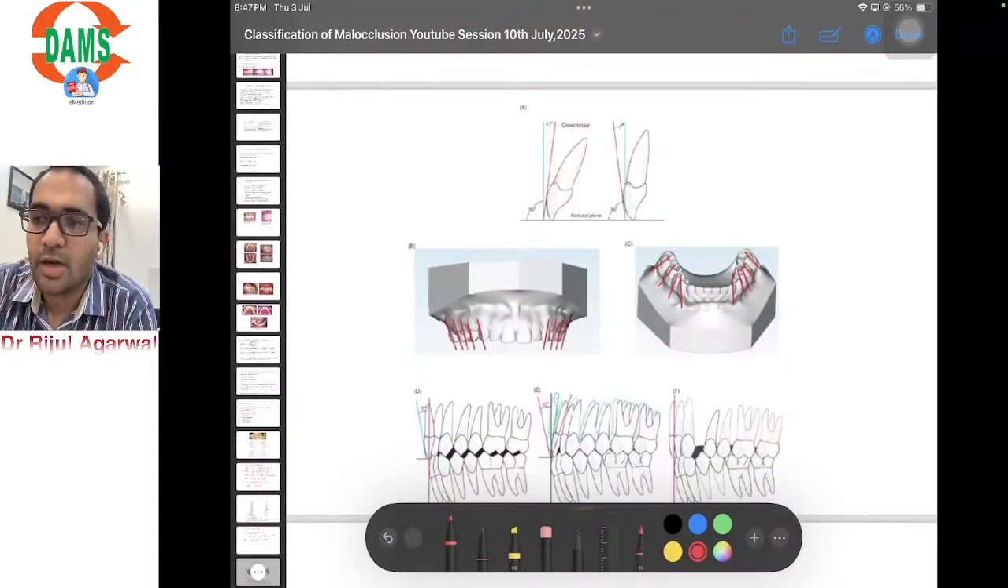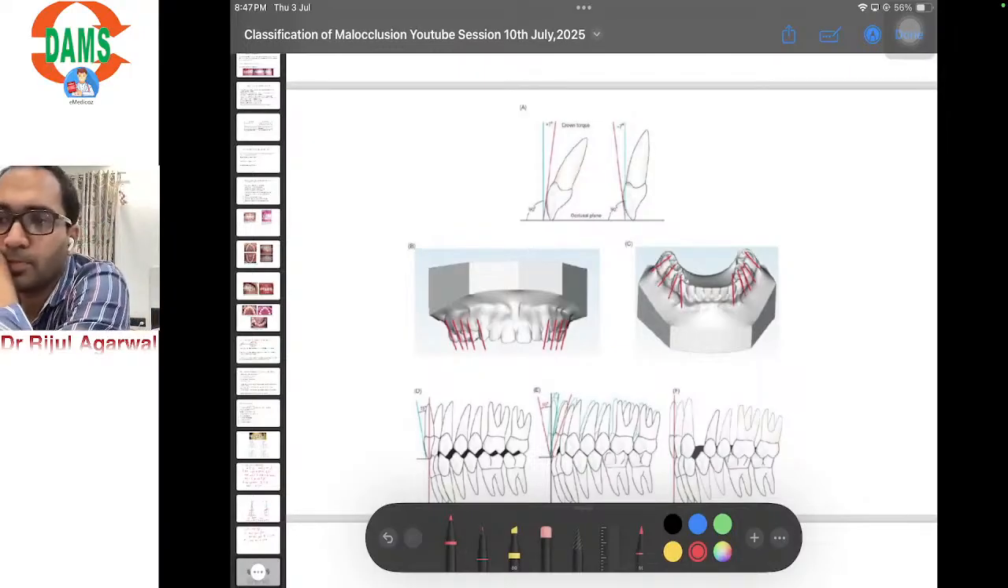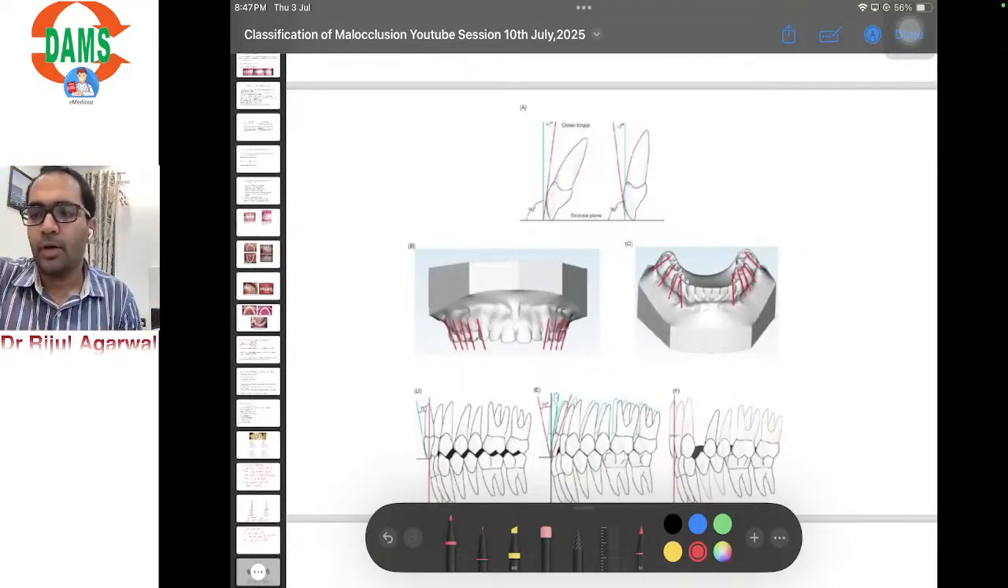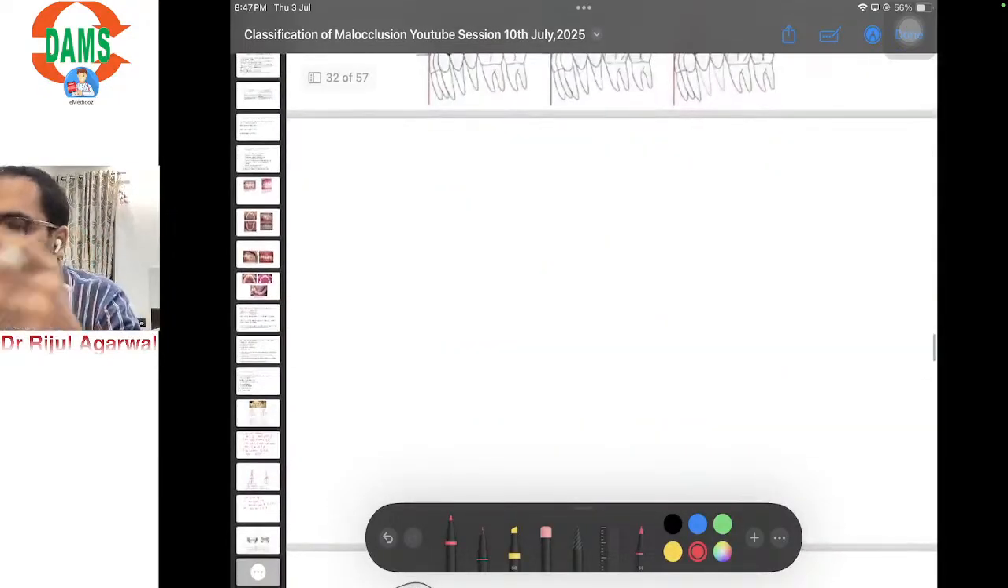Next is crown inclination. I hope it's clear until now, because this is really important for your NEET exam. Andrews' six keys. In exams they can ask you to arrange the following in correct order, or match the following, which key is which. Okay, next is crown inclination.